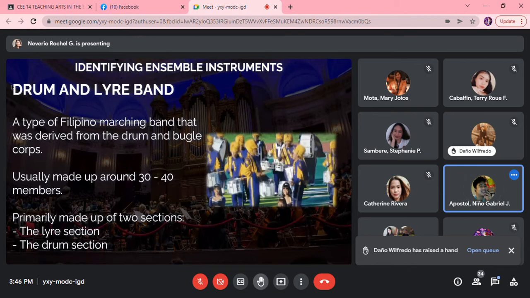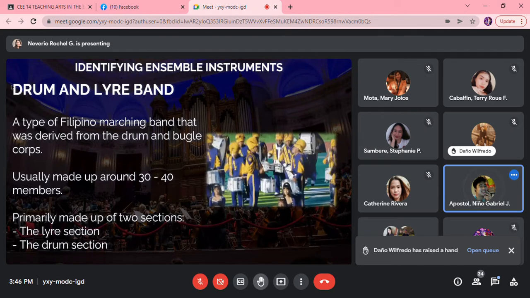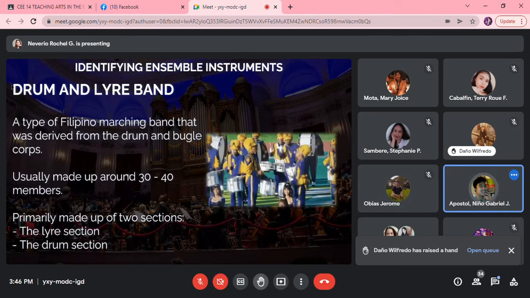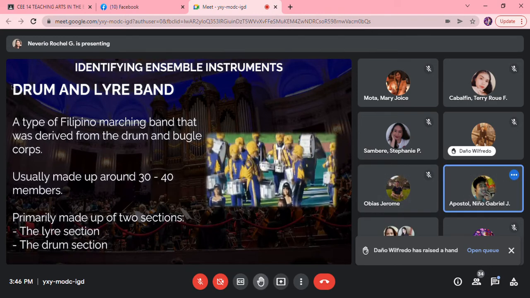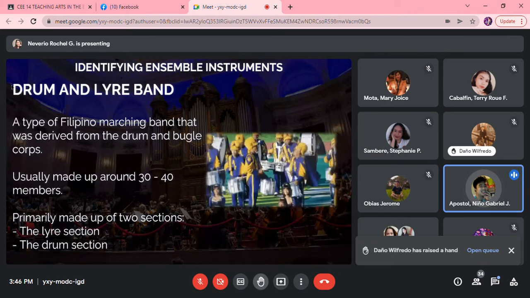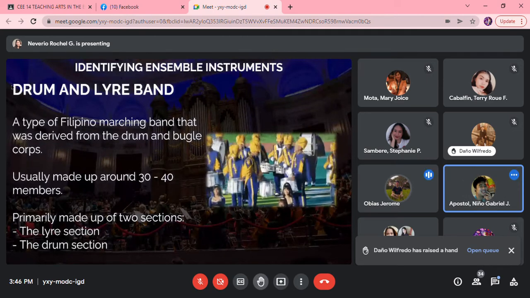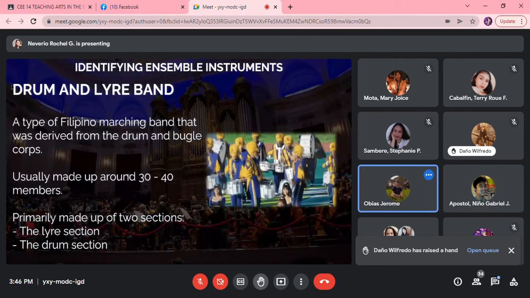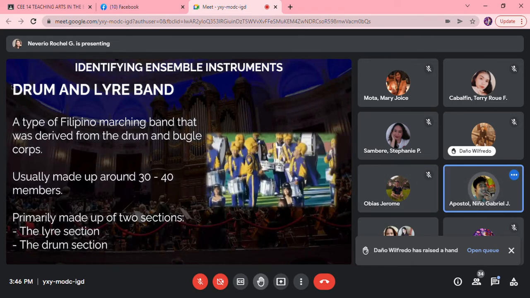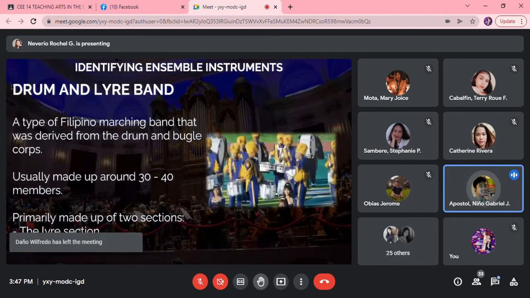So, guys, tanong lang, may mga naging member na ba dito ng drum and lyre? Yes. Ayan, sa experience mo doon, saan section ka napunta? Sa lyre section or sa drum section? Sa lyre section. Ayun. So, meron naman palang may familiar dito. And then, next po, proceed na tayo sa instruments.